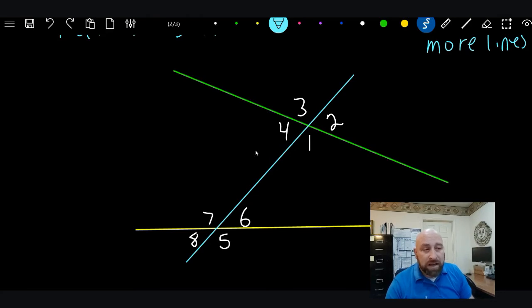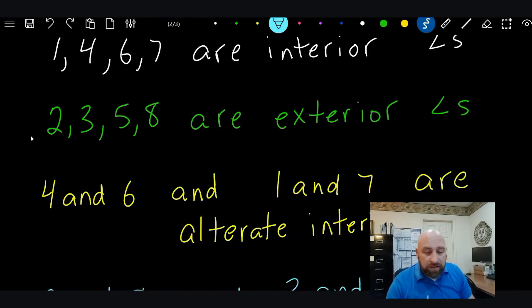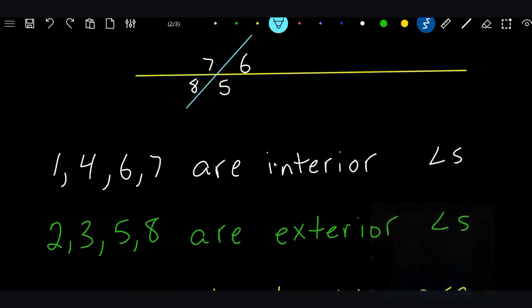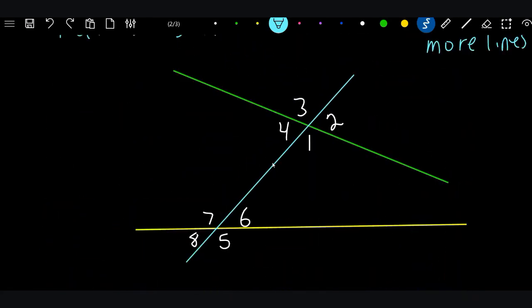1, 4, 6, 7, interior. 2, 3, 5, 8, exterior. All right, next thing it says here is 4 and 6 and 1 and 7 are alternate interior angles. Interesting. Let's look at that again. 4 and 6. All right, 4 and 6 are what's called alternate interior.